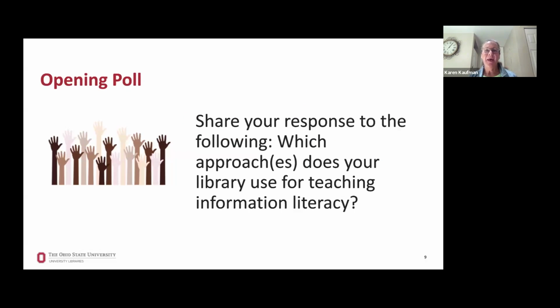So Jane is going to go ahead and launch this poll for you to share your response to the following question. Which approach or approaches does your library use for teaching information literacy? We'll let everyone have about 30 seconds to consider the question and reply, and then the results of the poll will be shared with everyone.